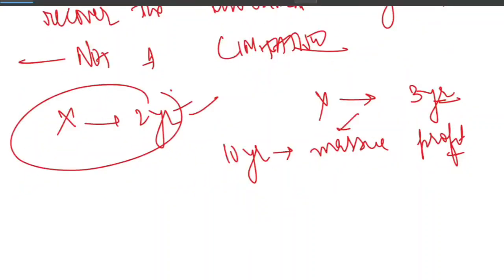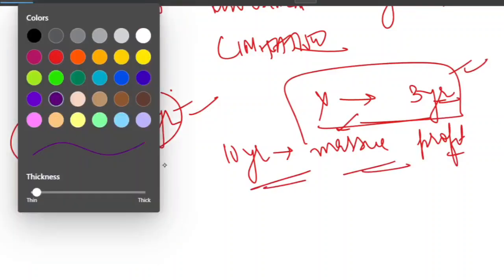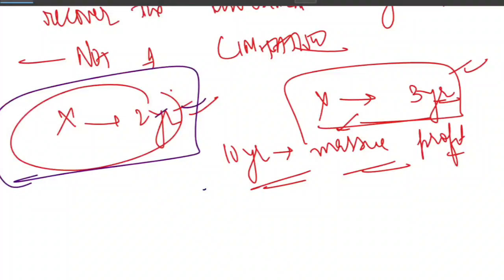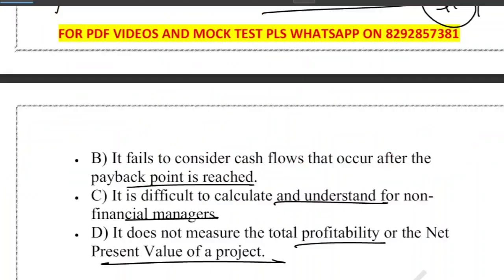But project Y, although the payback period is 3 years, for the next 10 years it gives you massive profit. So payback period will tell you that X is better, even though Y is much more profitable, because after the payback period we are getting massive profit, right? So that's why option B is also wrong, because yes, this is also a limitation. It ignores any kind of cash flow that may happen after the payback point is reached.